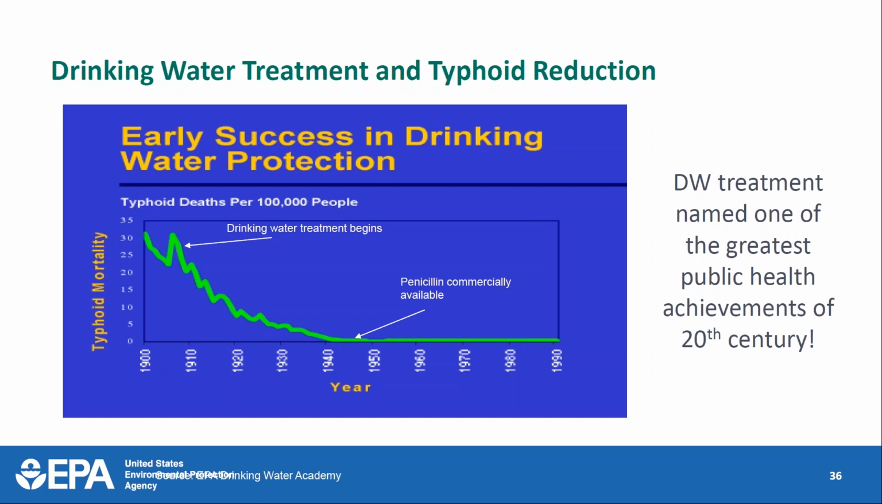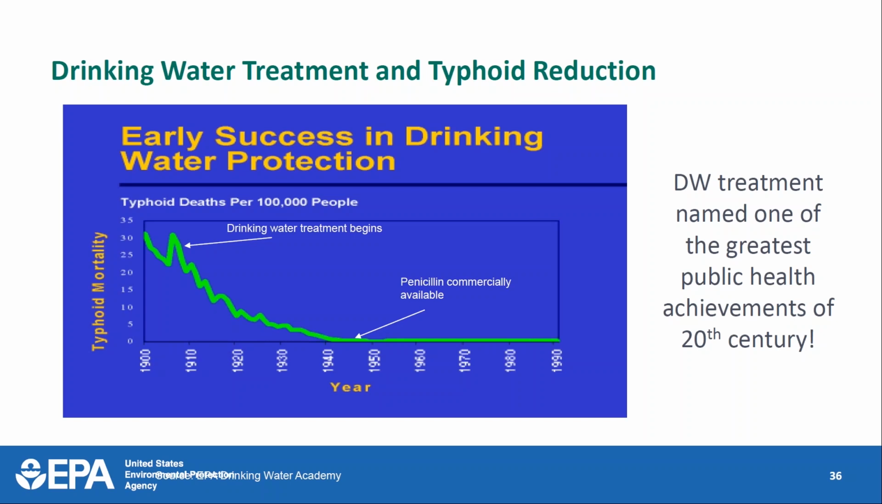Okay, thanks. This is just a graph showing the number of typhoid cases throughout the year. You can see that in 1900, there were about 30 deaths per 100,000 people. And it was about 1910 when drinking water treatment began, and the number of deaths from typhoid fever begins to dramatically decline.